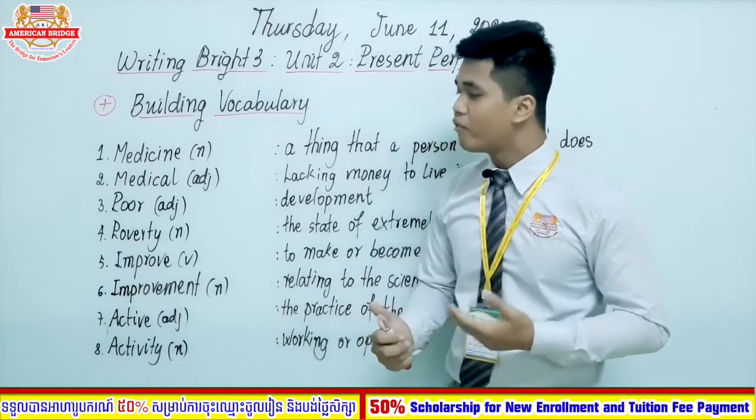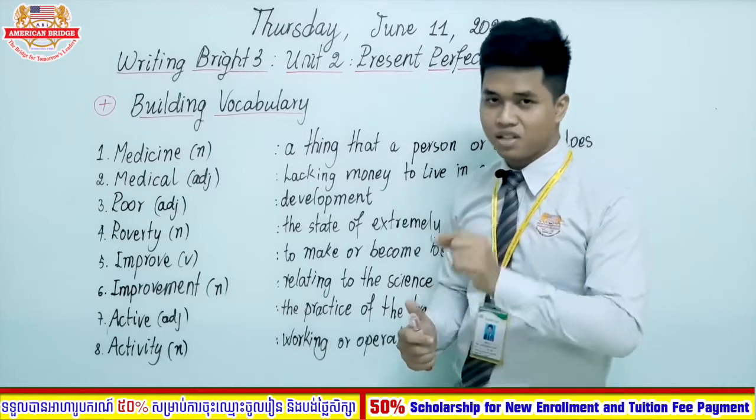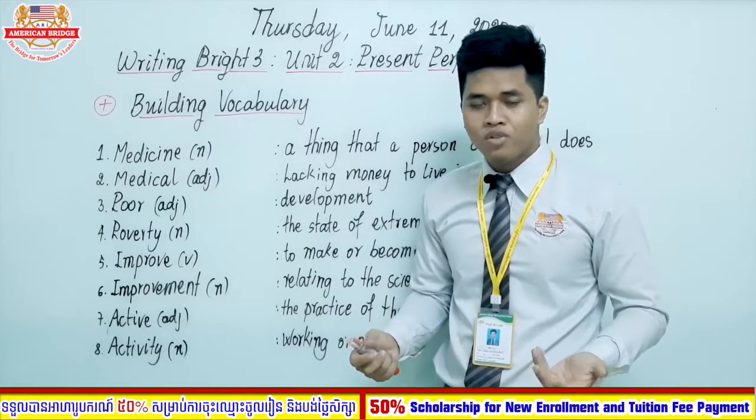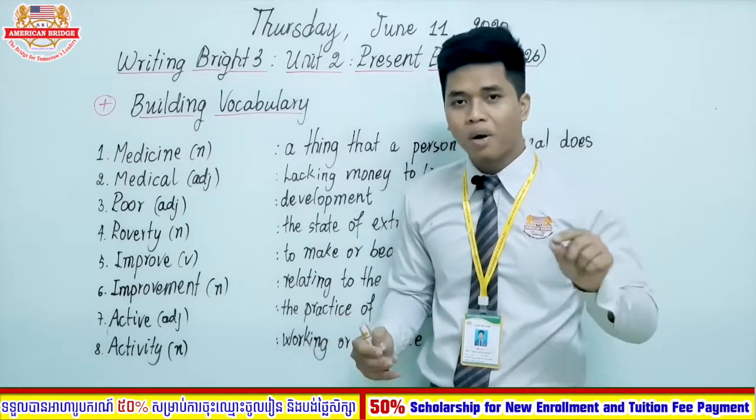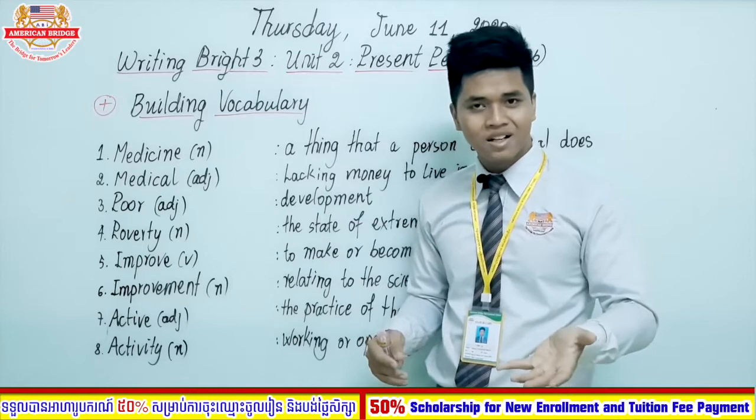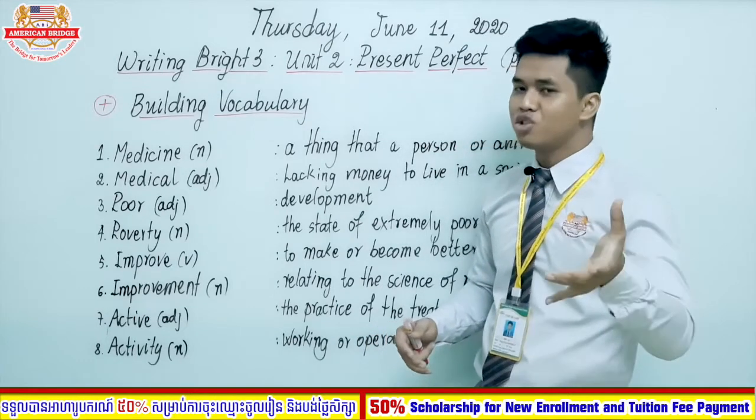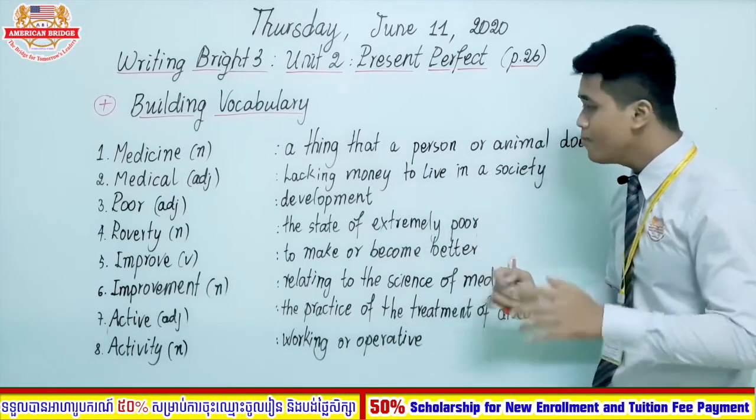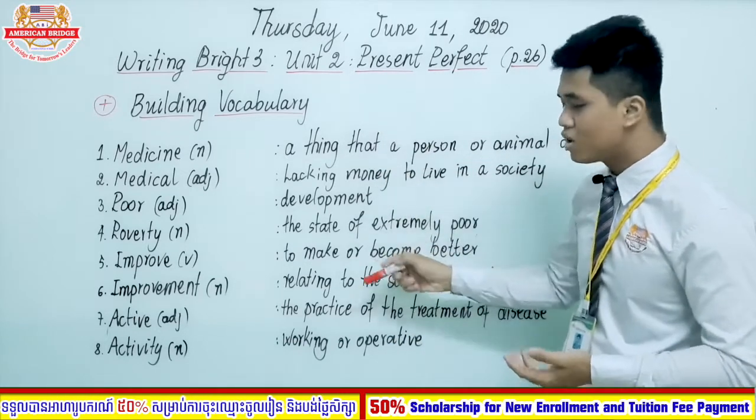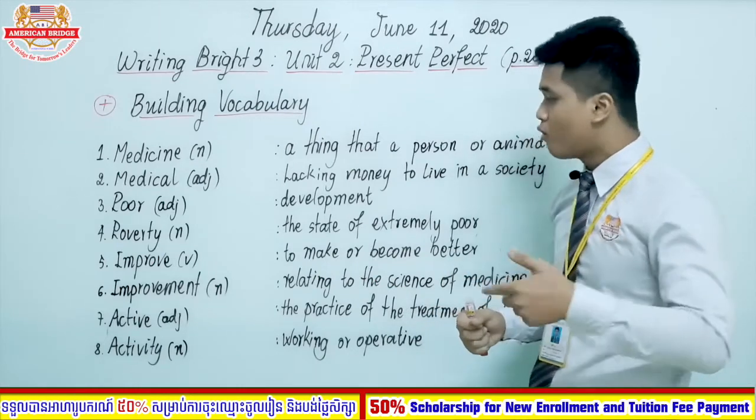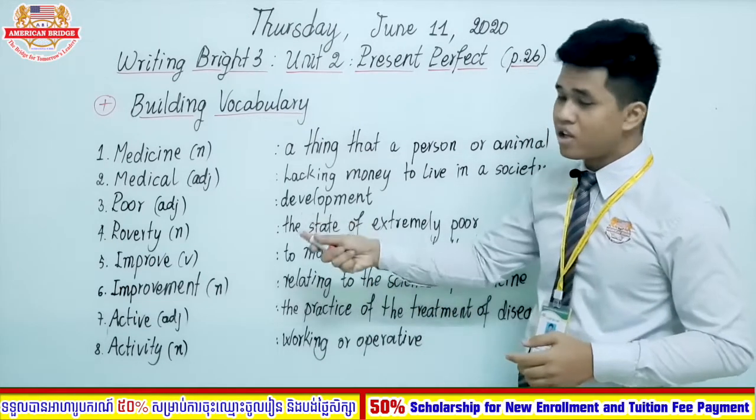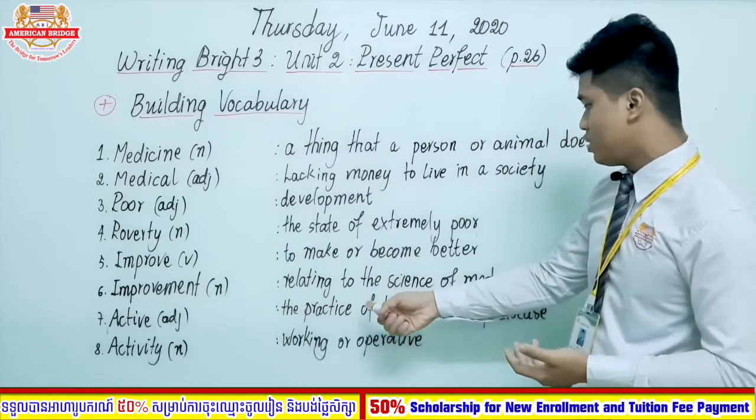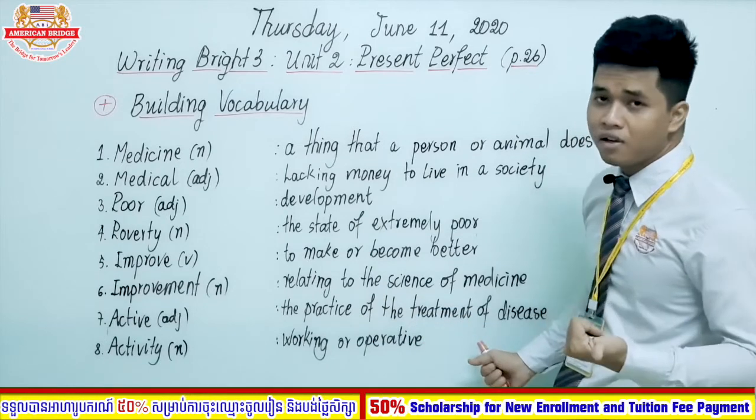So let's start with the first word, which is medicine. When you get sick, what should you do? You go to the pharmacy, which is the place that sells medicine, isn't it? So medicine refers to what? A thing that a person or animal does? No, right? It is not. So which one is the correct definition for the word medicine? It functions as a noun. So medicine refers to the practice of the treatment of disease.